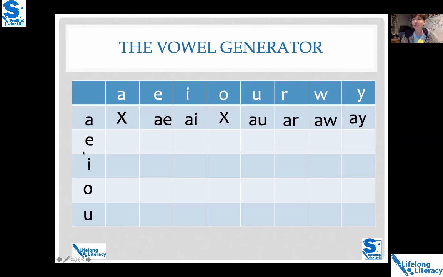All right, let's do the E line. How friendly is E? Let's see. E plus A, yes or no? E plus A. Yeah, E plus A commonly represents the sound E. It can also represent the sound E, and it can represent the sound A, but mostly it's E.